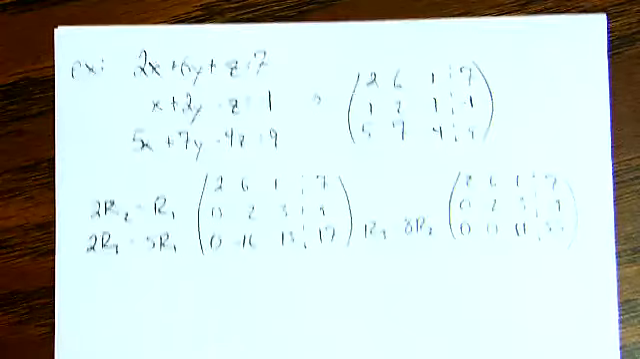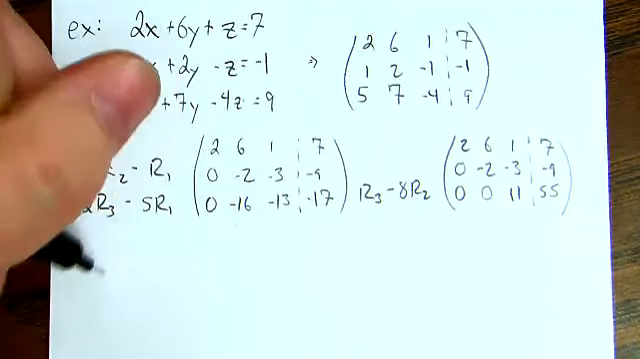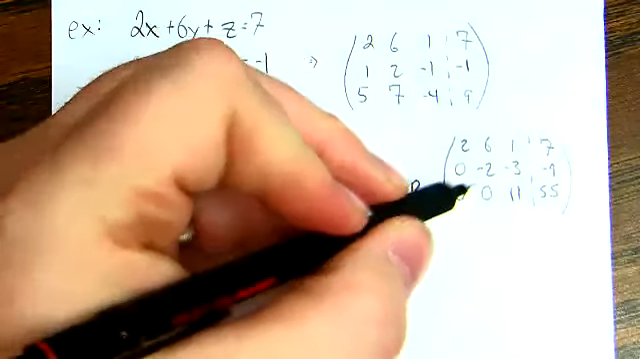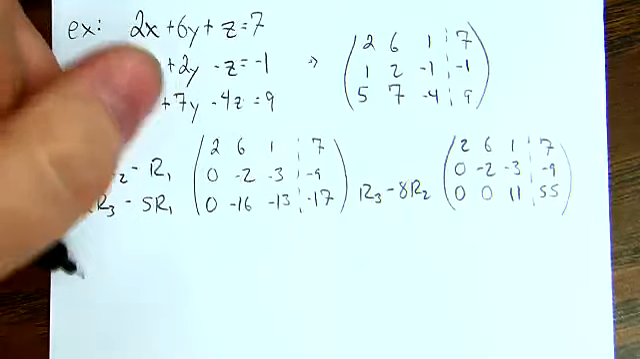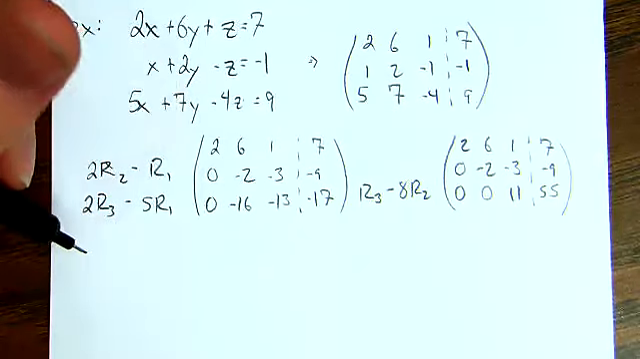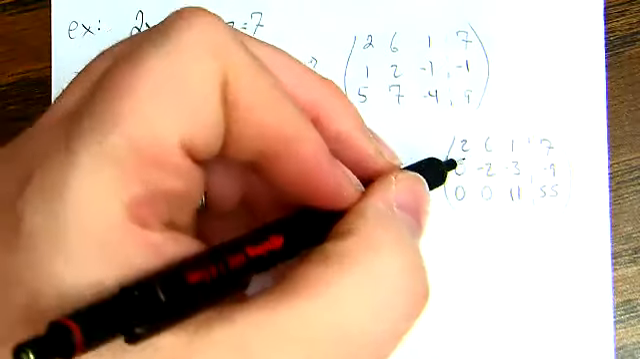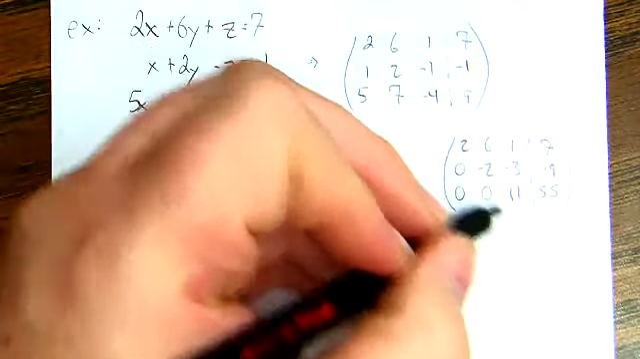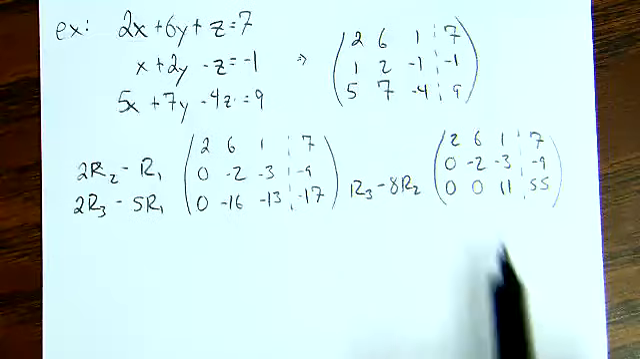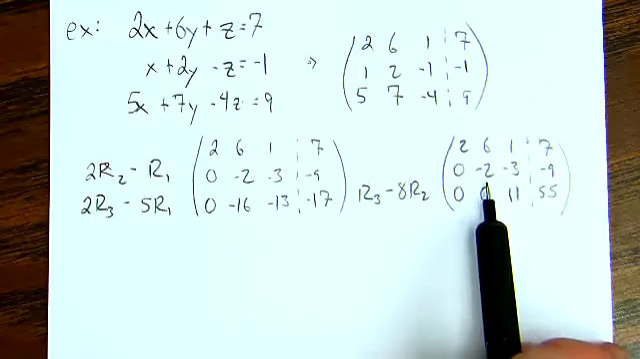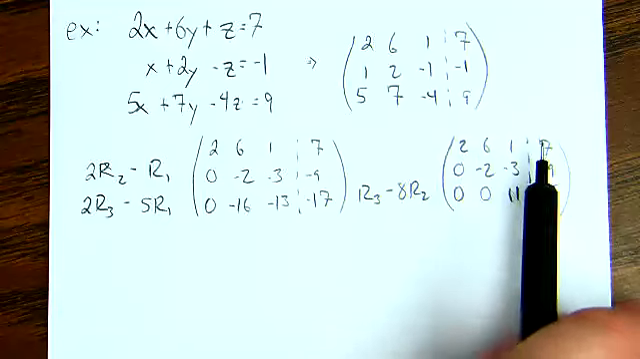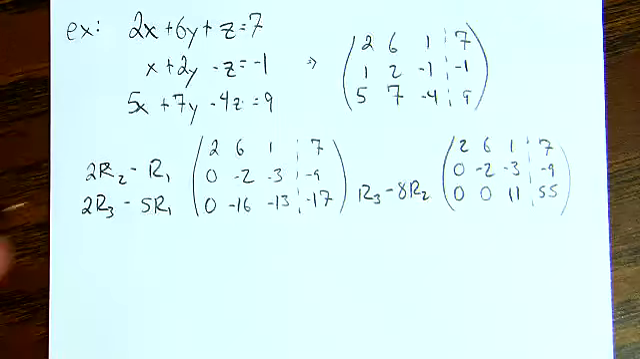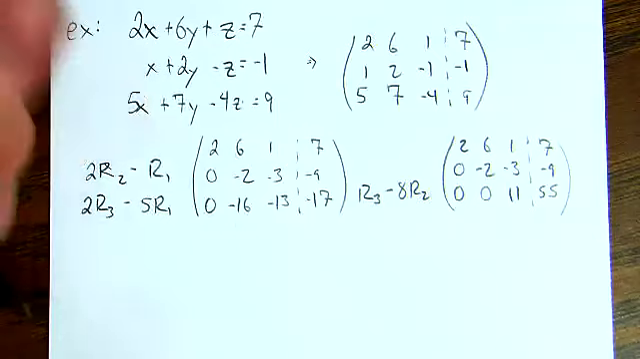Let's clean this up just a little bit. I would like to turn these diagonal entries into 1s. The easiest way to turn an 11 into a 1 is to divide by 11. The easiest way to turn a negative 2 into a 1 is to divide by negative 2. The easiest way to turn a 2 into a 1 is to divide by 2. In each case, the top two, I'm going to get fractions. So let's go ahead and continue zeroing things out first.